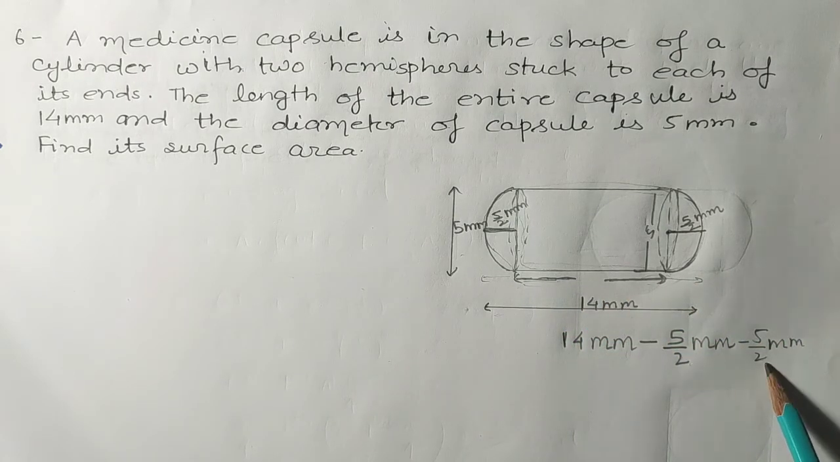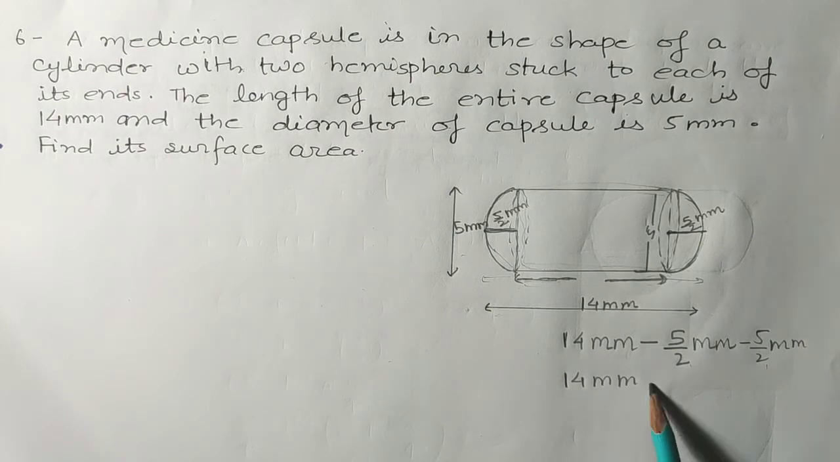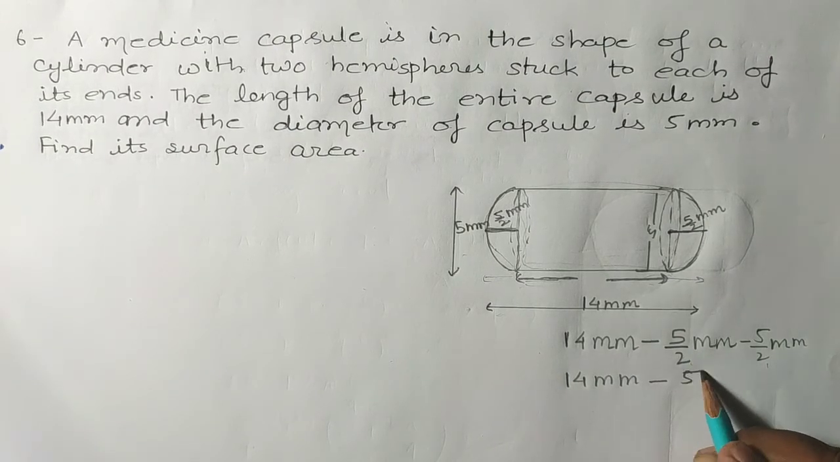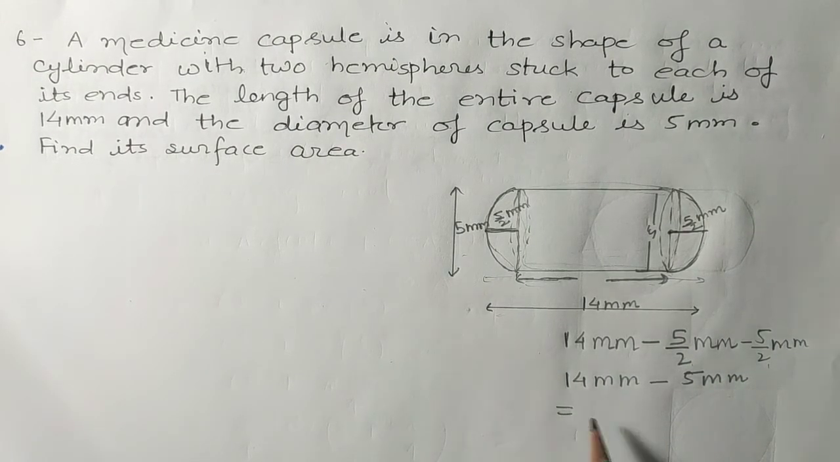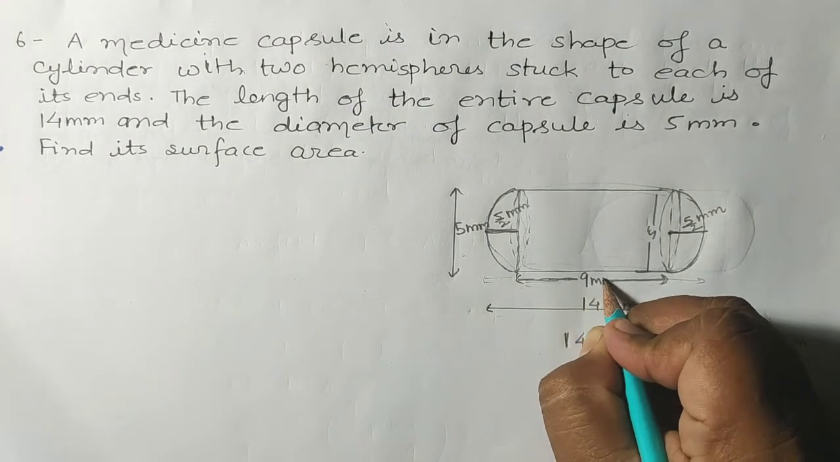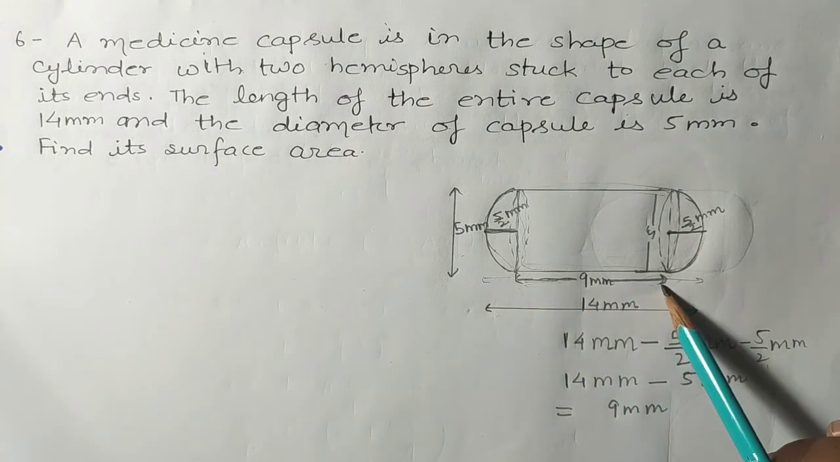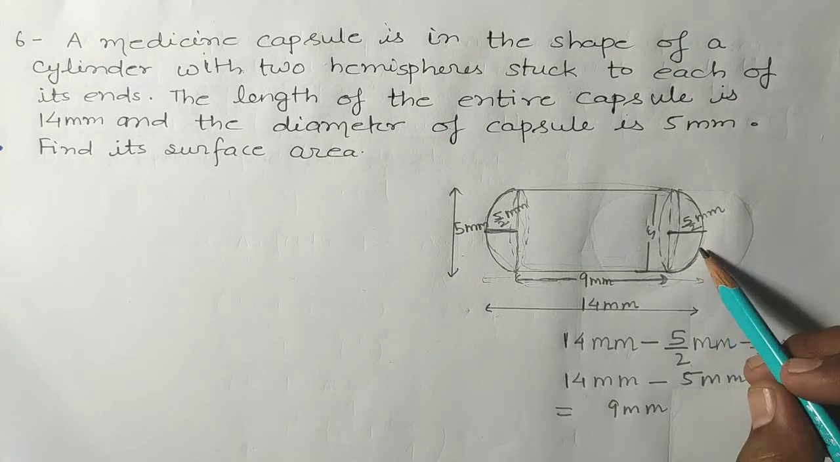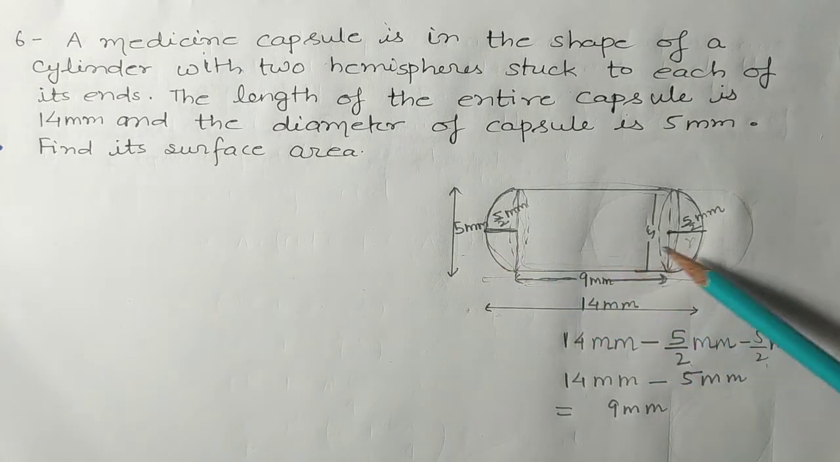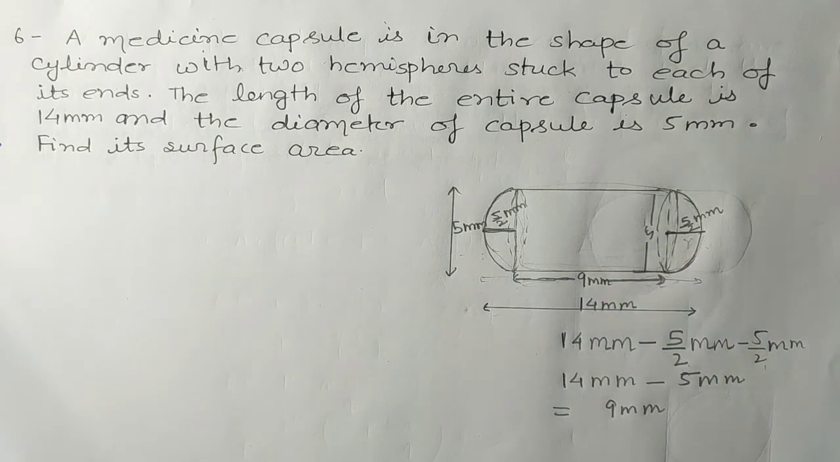5 by 2 means 5, so basically we have to subtract 14 millimeter minus 5 millimeter, that is 14 minus 5, that is 9 millimeter is the length of this cylindrical portion. Okay, now we are having the length of the cylindrical portion and of course the radius of this hemispherical portion. Both the hemispherical portions, means the ends, will have the same radius, that is 5 by 2 millimeter.